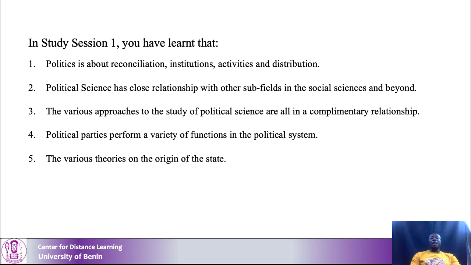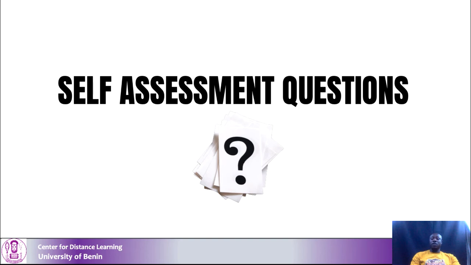And that political parties perform a variety of functions in the political system. Of course, as we proceed in the subsequent sessions, we will get to see the roles that political parties play in acting as machineries for the enthronement of various governments. And of course, the various theories on the origin of the state.